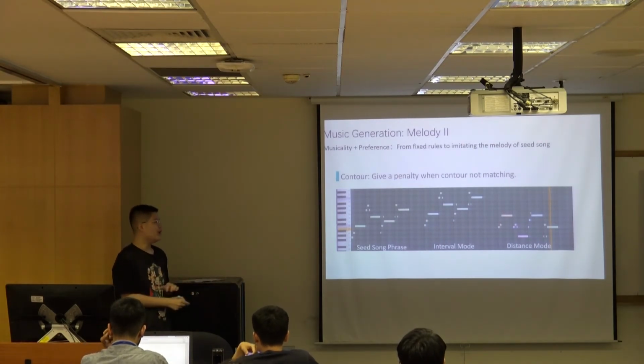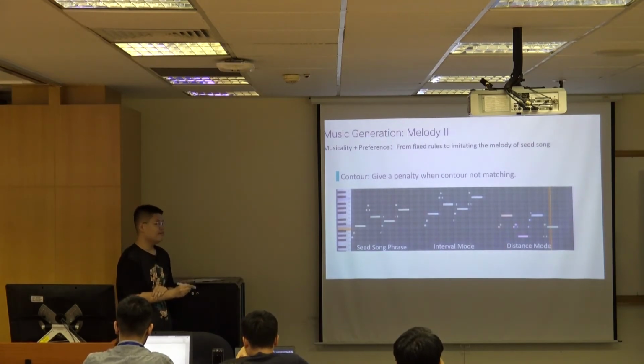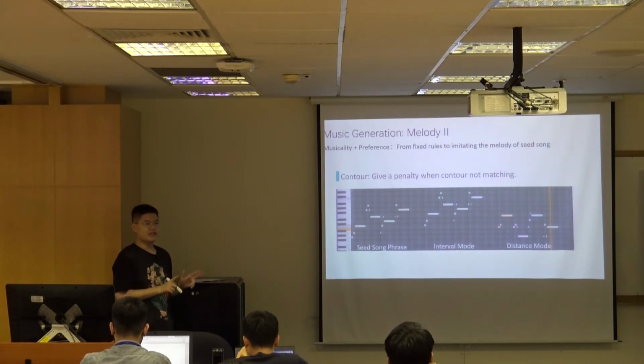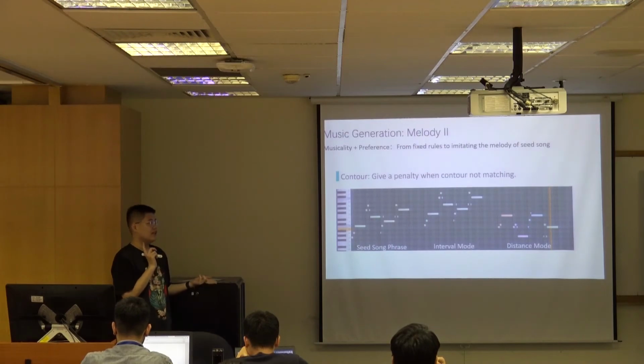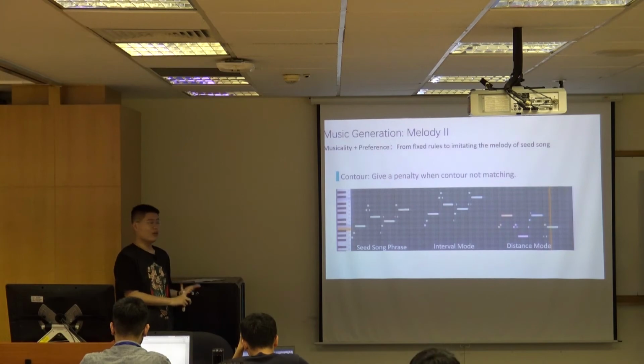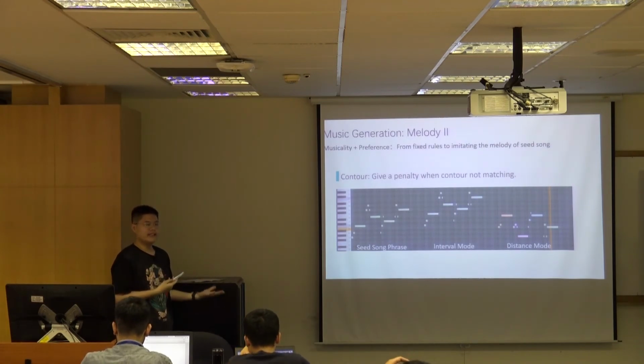And in our system, we use distance mode in some very key positions, like the first note in each phrase or some downbeats. This is to pull the melodies back to the track of the sixth song. And in the other positions, we will use interval mode to allow the melody generation to be more creative.